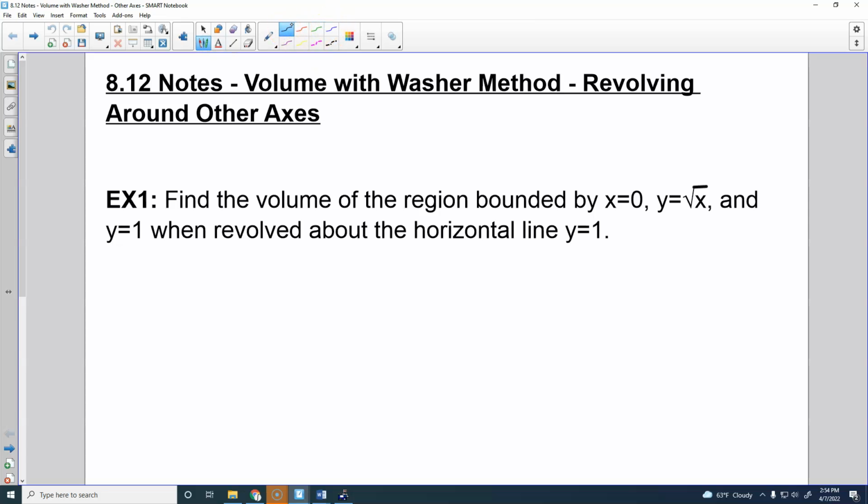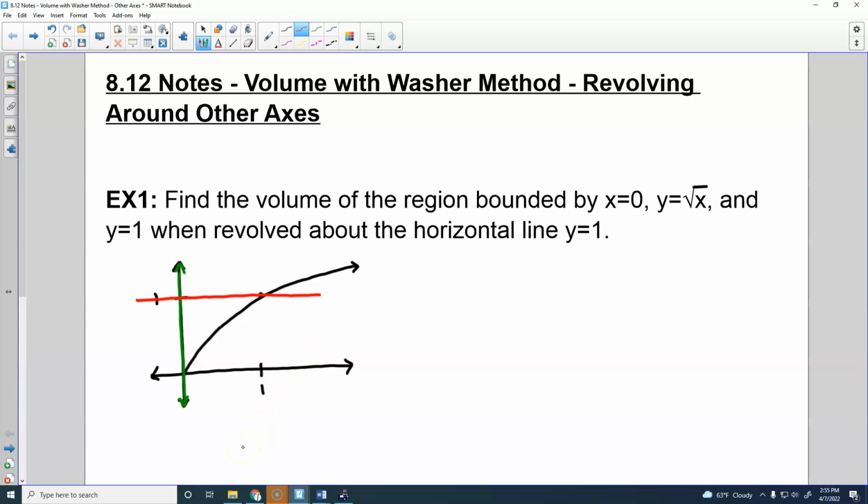All right, so let's sketch ourselves a graph for this one. We've got x equals 0, square root of x, y equals 1, and we're revolving around y equals 1. Y equals 1 is that horizontal line. We really just need 1 and 1 here, I think. And so we'll have the square root of x looks like this. And then we've got x equals 0. So x equals 0 is our y-axis. And then y equals 1.